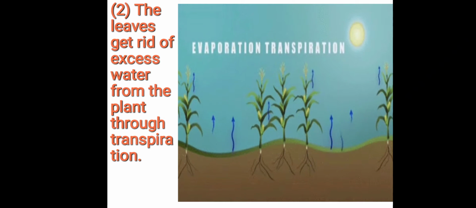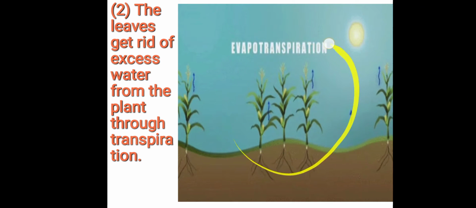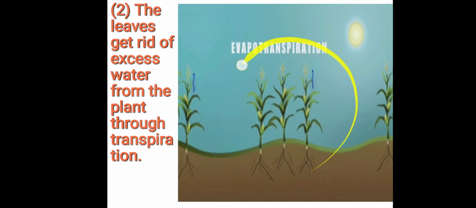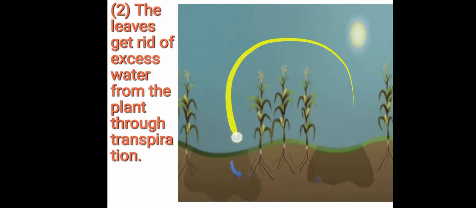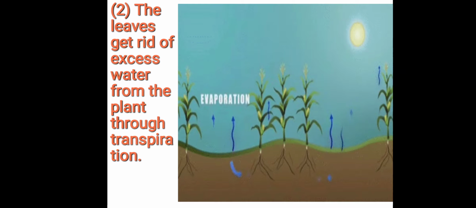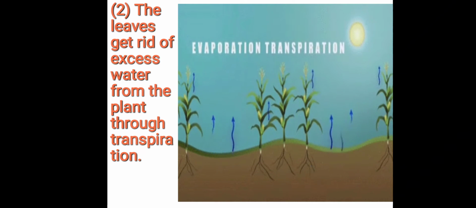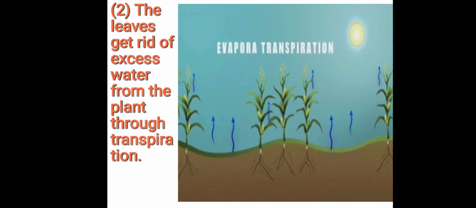We can demonstrate this experiment at home. Take a potted plant and cover it with a transparent plastic, and leave it for hours. You will find droplets of water start appearing on the inner side of the plastic. It is due to the process called transpiration. Transpiration means loss of water from the plants.